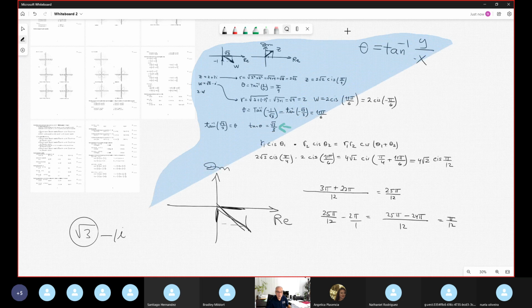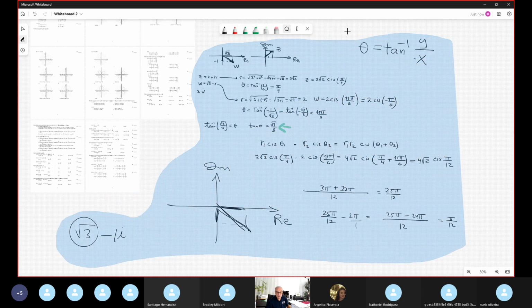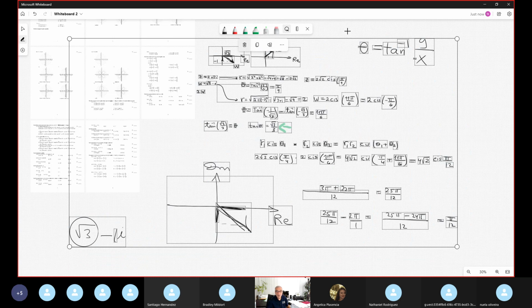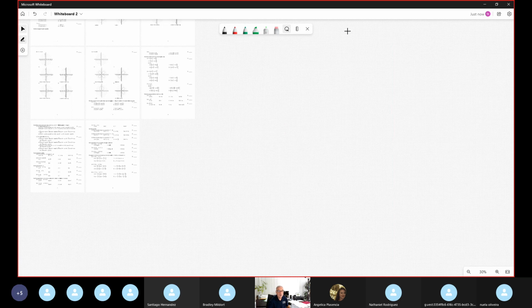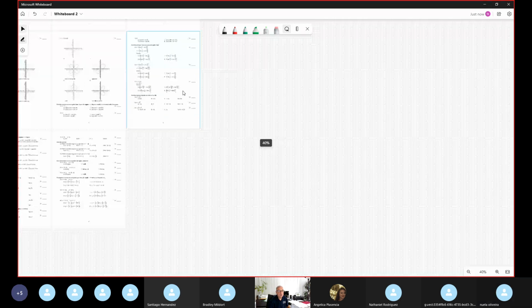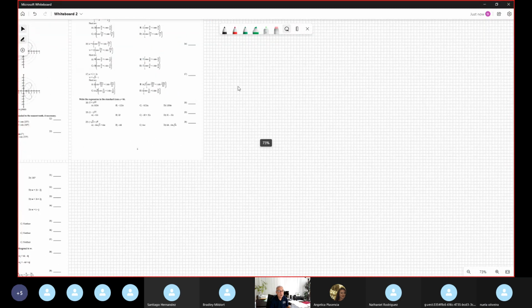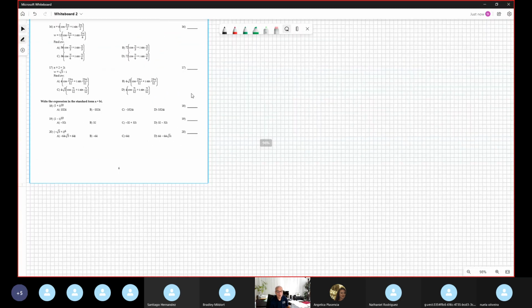So don't forget, when you manipulate complex numbers and you try to convert from rectangular to polar, you are doing the sketch of the complex number, and you determine in what quadrant it lies. Okay? Okay, thank you. We continue, same page, number 18. Number 18 is easy. It's 1 plus I raised to the 20 power.